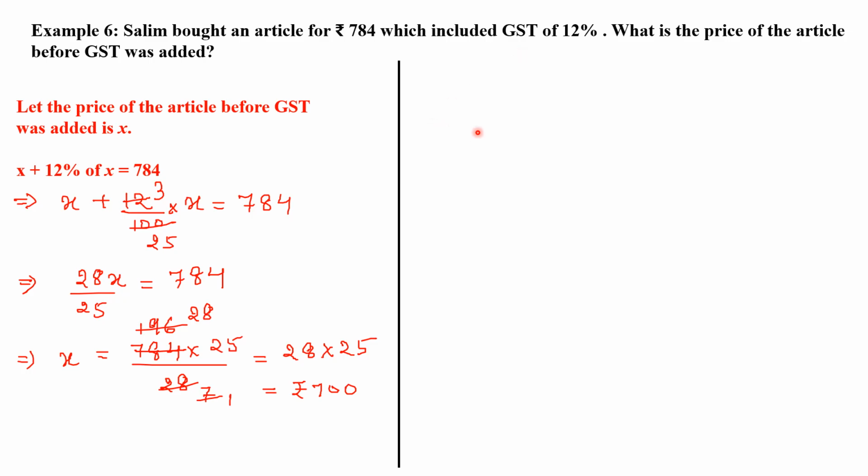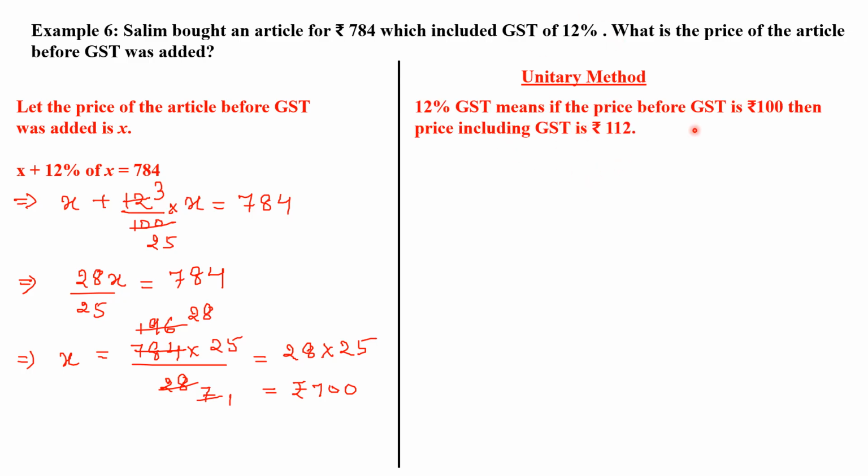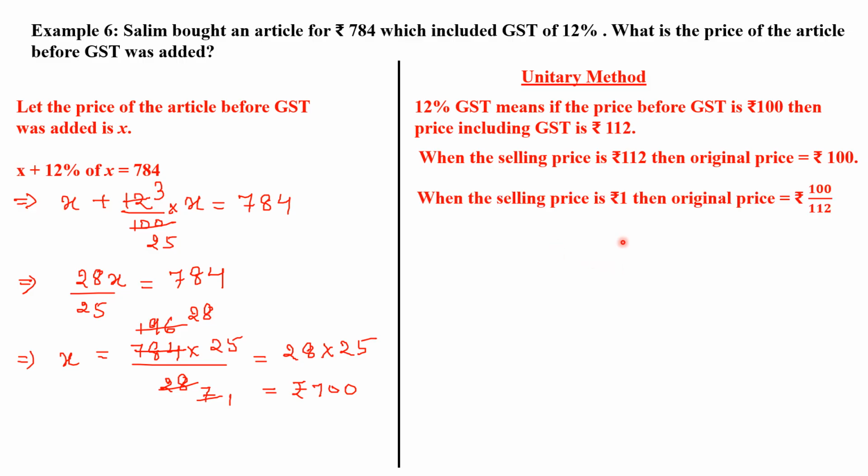Now again I'm going to solve it using unitary method also. So in unitary method, what is the meaning of this 12% GST? It means that if price before GST is 100 rupees, then price including GST is 112 rupees, because the GST amount is 12 rupees. Percent means out of 100. So when the original price is 100 rupees, the GST amount is 12 rupees. So the price including GST will be 100 plus 12, which will give you 112 rupees. Now we can write, when the selling price is 112 rupees, the original price is 100 rupees. Now when the selling price is 1 rupee, the original price will become 100 by 112.